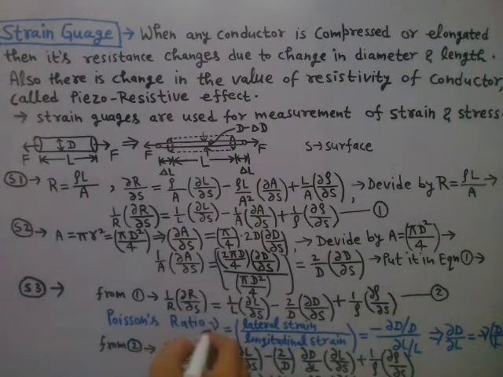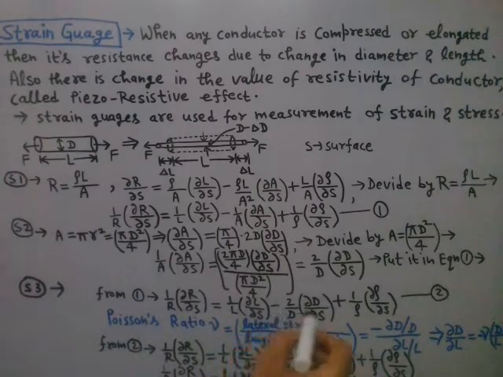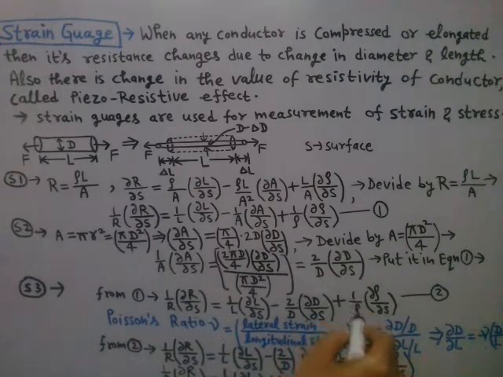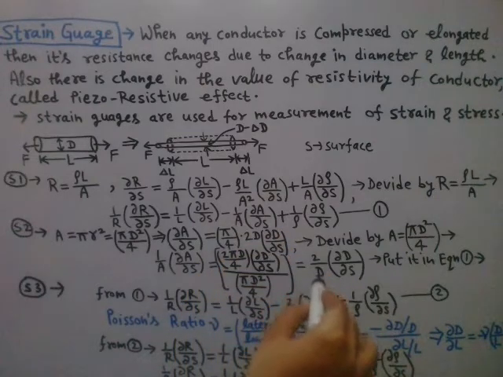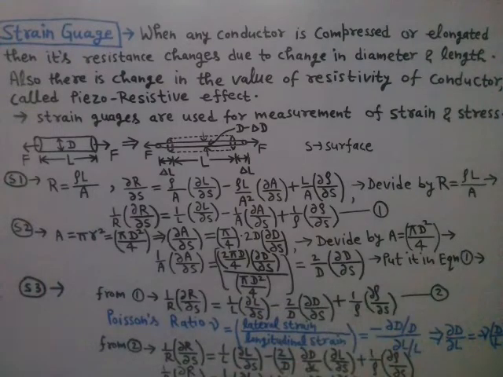Step number 3 is 1 by R del R by del S is equal to 1 by L del L by del S, minus, put this 2 by d del D by del S, plus 1 by rho del L by del S. This is added as it is. So simply in place of 1 by A del A by del S, you put 2 by d del D by del S. That's it. Let me call this equation number 2, right? So that is step number 3. Alright. Now step number 4.